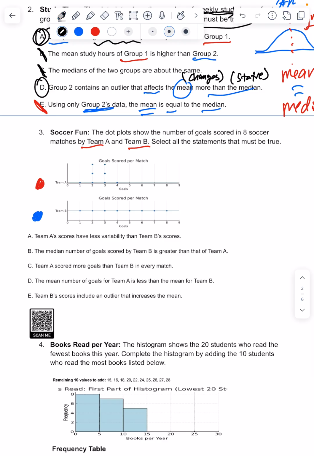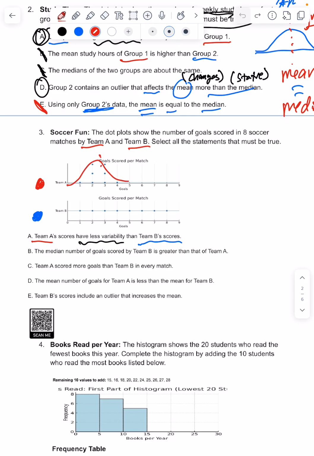So I'm looking at 2 distributions here, and it says Team A is red. Team A scores have less variability, less spread than Team B. So in this case, do we have less spread? That means the values for Team A are closer to the middle. And in this case, we could see that yes, that is actually true.